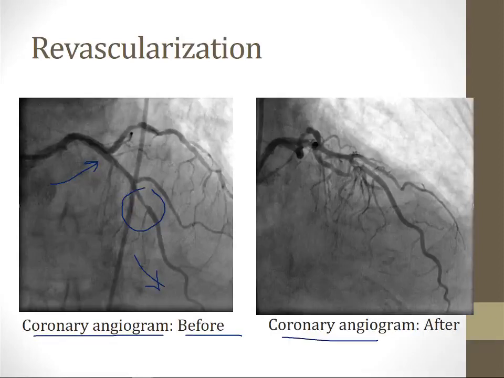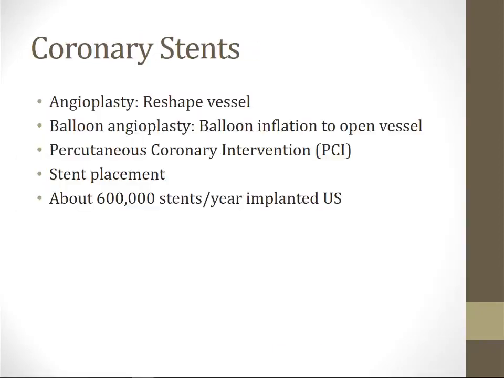On the right is the same blood vessel after a stent has been placed. You can now see that the black dye fills the entire vessel and there's no narrowing. This is an example of a revascularization procedure with a coronary stent. Shown on this slide is some of the terminology around coronary stents. When we say we did an angioplasty, we mean we reshaped the vessel. And as I told you earlier, this is most commonly with a coronary stent, but there is another way to do it.